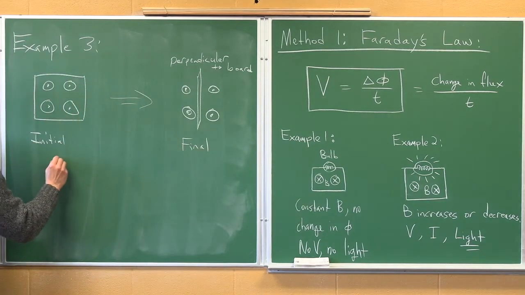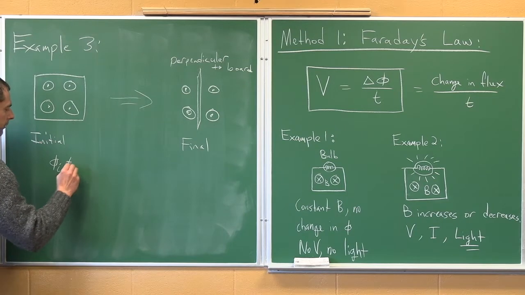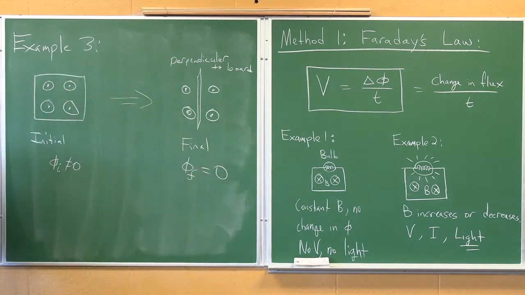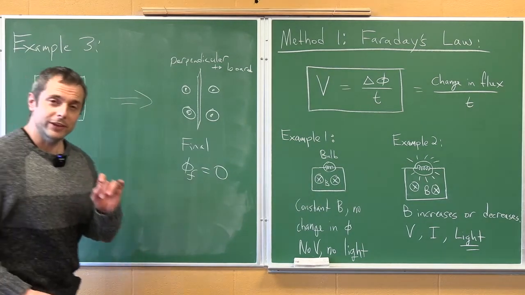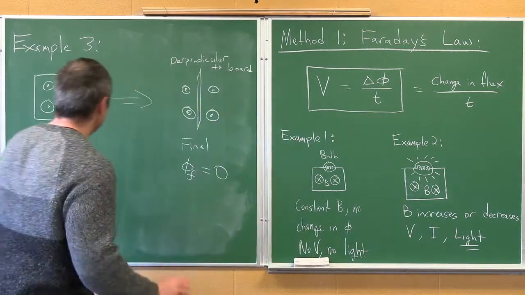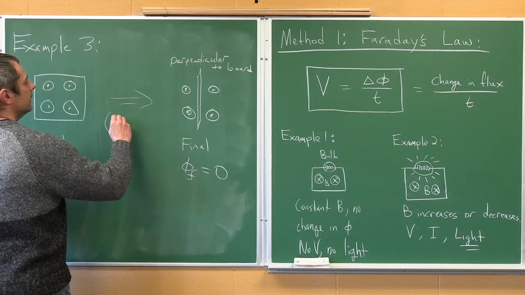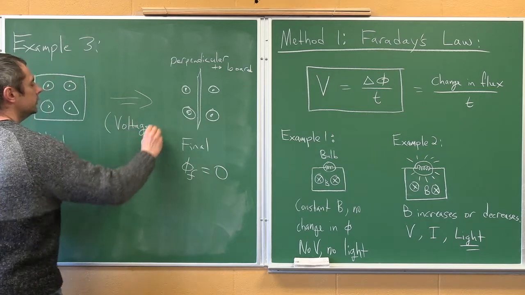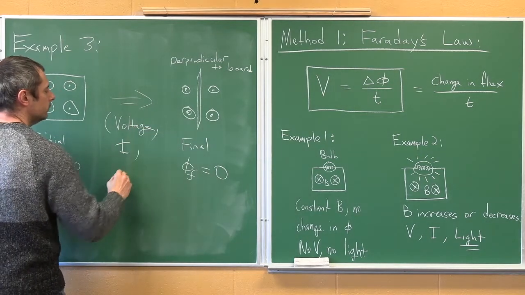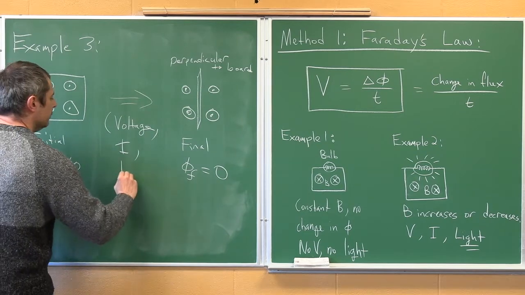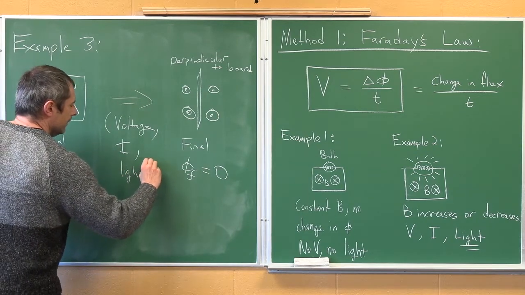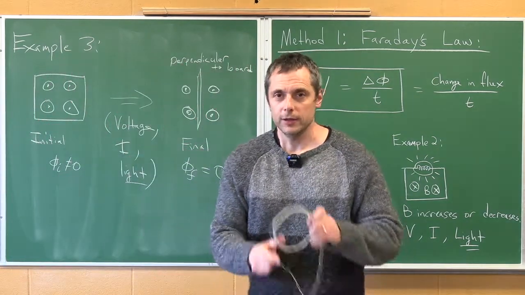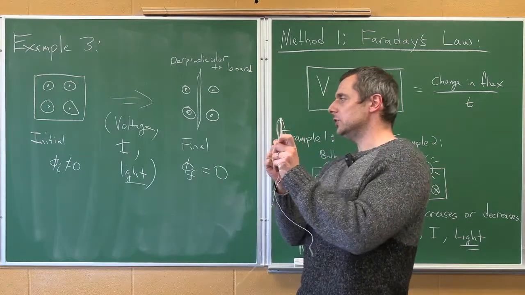So here we have flux initial does not equal 0, but here flux final equals 0. So once again, we had a change. That means that during the change there was voltage, there was current, and possibly, if there was a light bulb in this circuit, it would light up. While you're turning the coil, as it's turning, you're changing the flux.